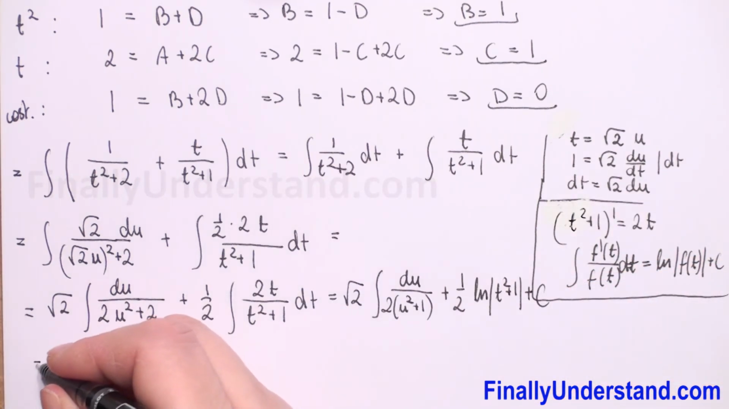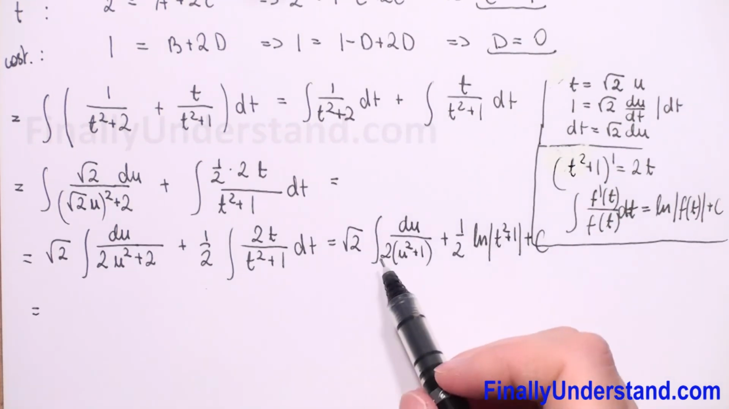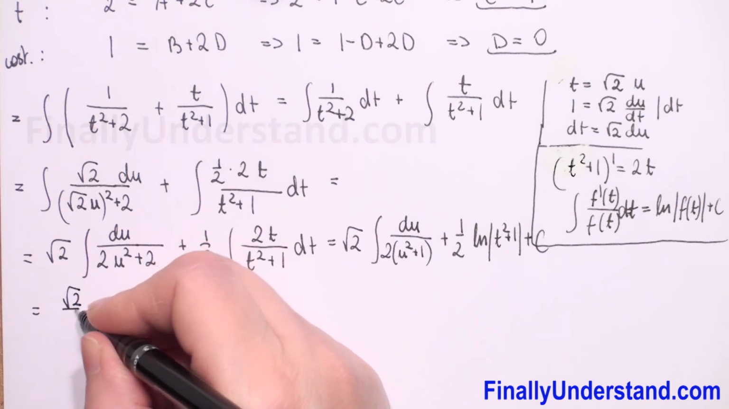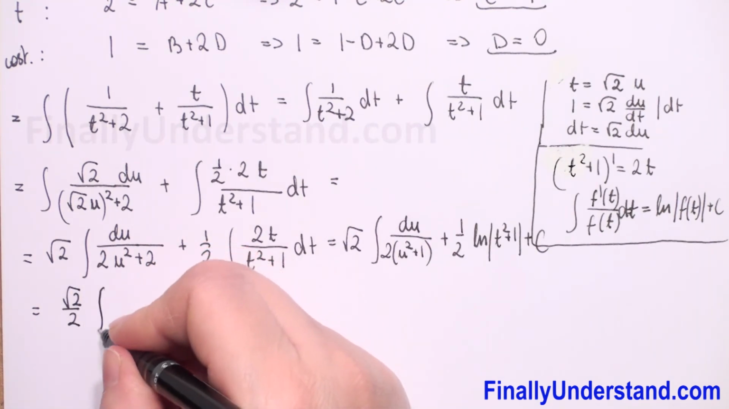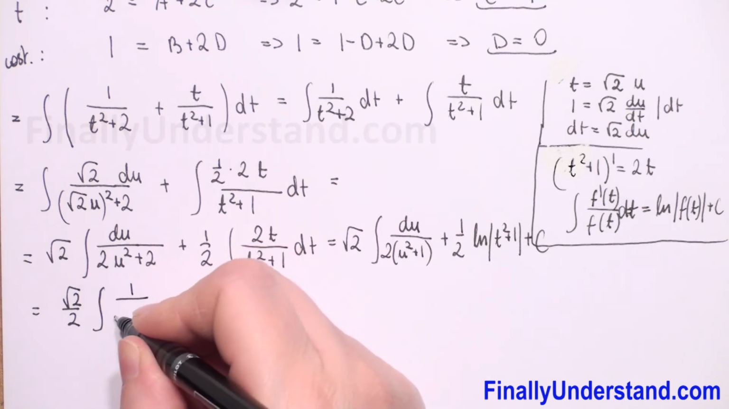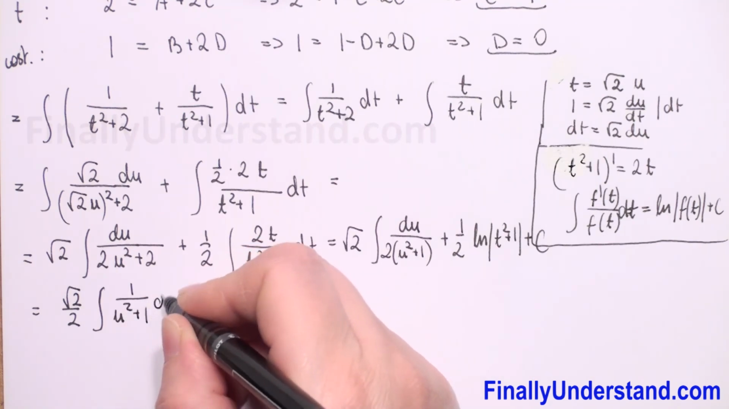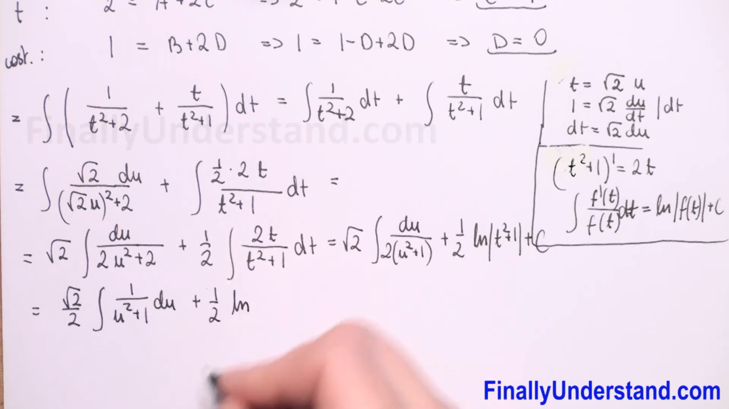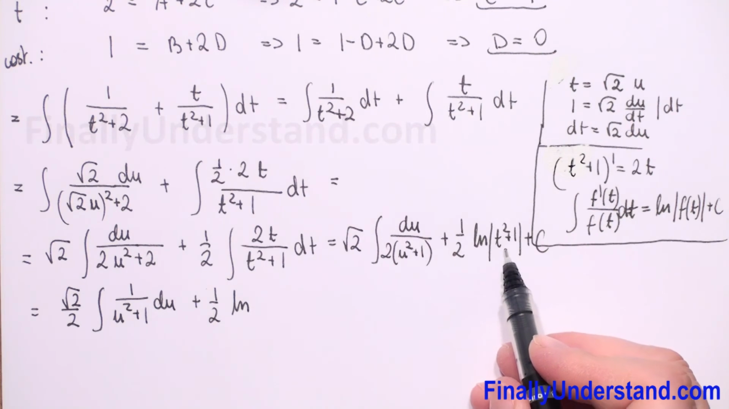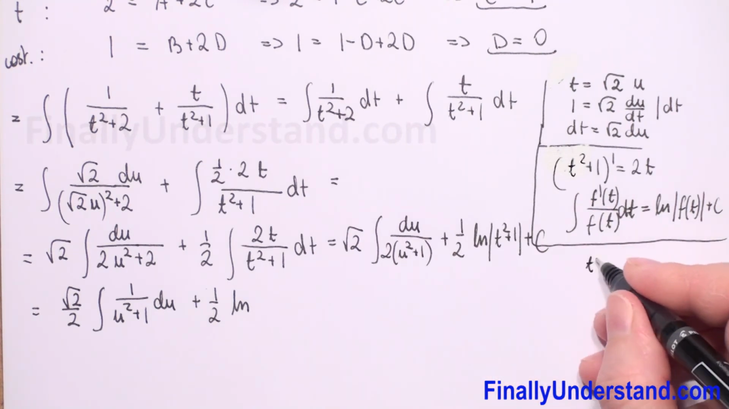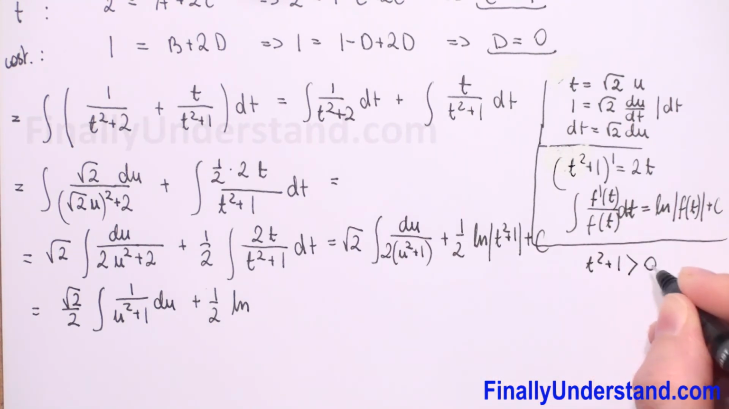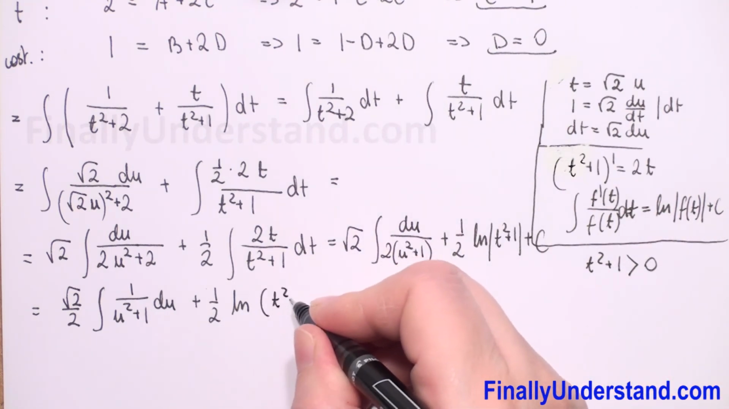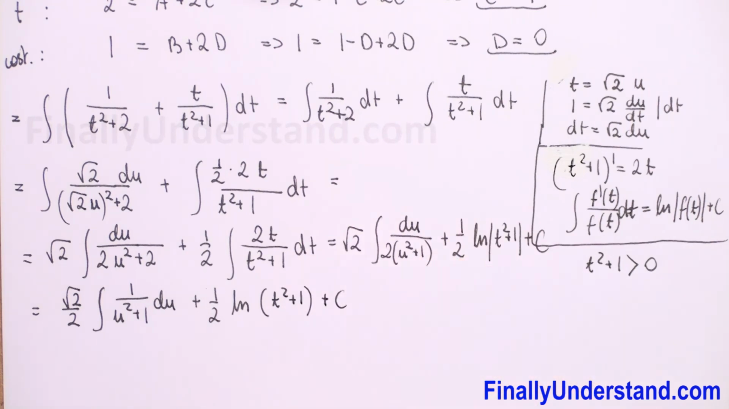So this is equal. We can take this constant before the integral symbol. So we have square root of 2 over 2. And we have the integral of 1 over u squared plus 1 du plus 1/2 natural logarithm of t squared plus 1. t squared plus 1 is always positive, so we don't need these absolute value bars. We will put this in parentheses, t squared plus 1, plus constant c.